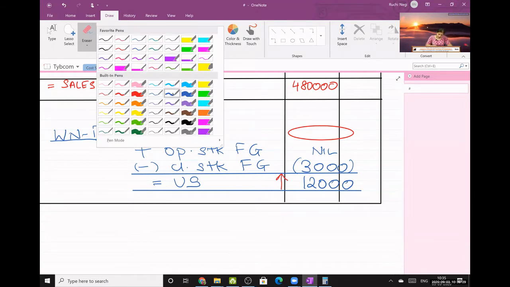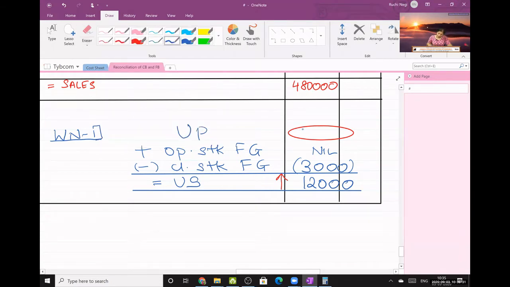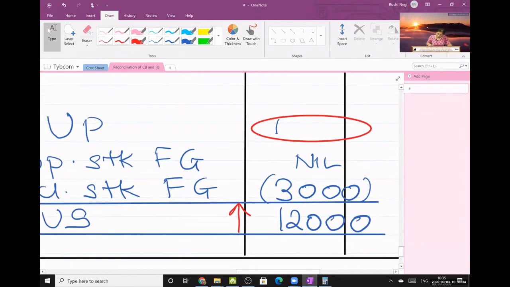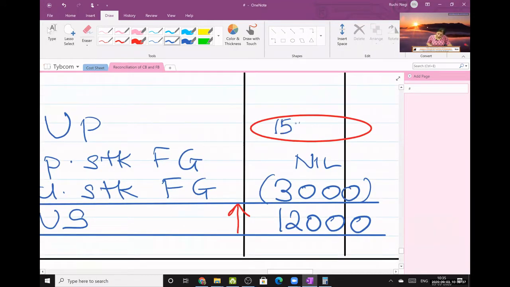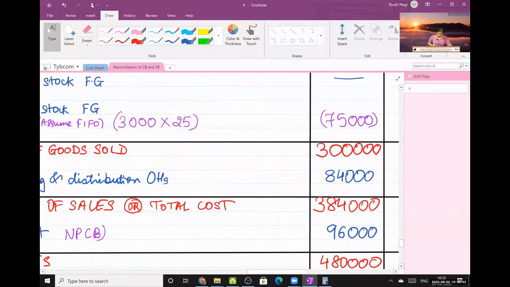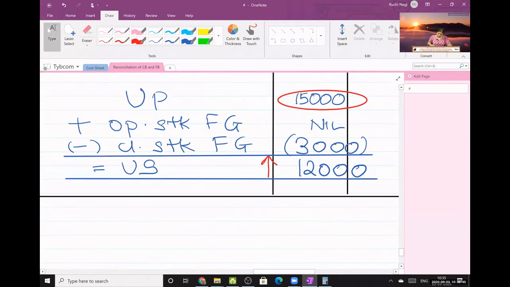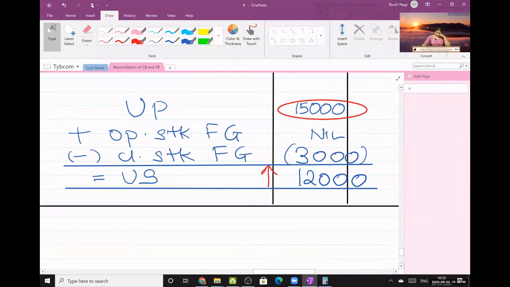Okay, so likho 15,000. Clear? So units produced and opening stock of finished goods less closing stock equal to units sold. Prepare your cost sheet.